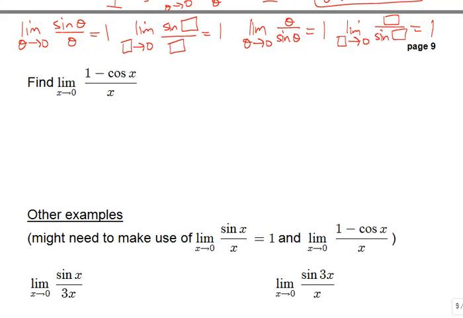Okay, so let's take a look at this limit. Let's find the limit as x goes to 0 of 1 minus cosine x all over x. Now to do this one, when you first plug in 0 to see what you're dealing with, you would get 1 minus cosine 0 over 0. Now cosine of 0 goes to 1, so 1 minus 1 is 0 over 0. We get that indeterminate form. So what do we do once we get that indeterminate form? We pull out our bag of tricks.